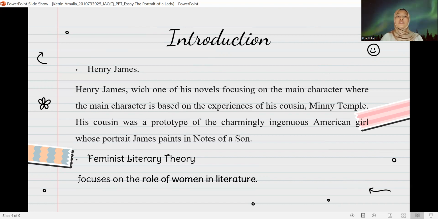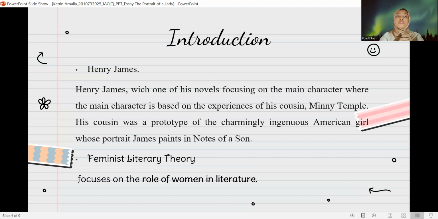The feminist literary theory focuses on the role of women in literature, acknowledging that Western society is patriarchal. It is a male-centered society in which men are dominant and women are secondary to men in all cultural domains, like society, psychologically, politically, and economically.